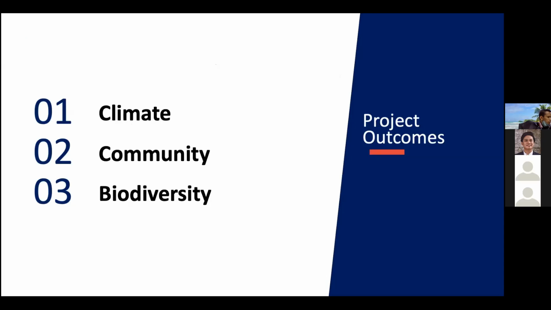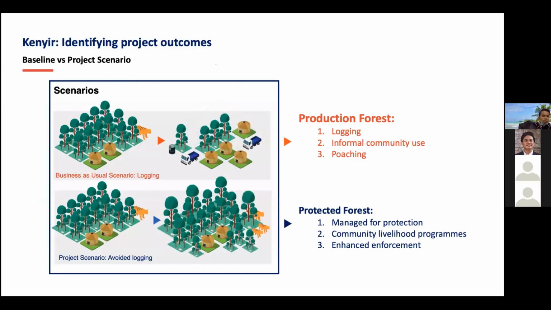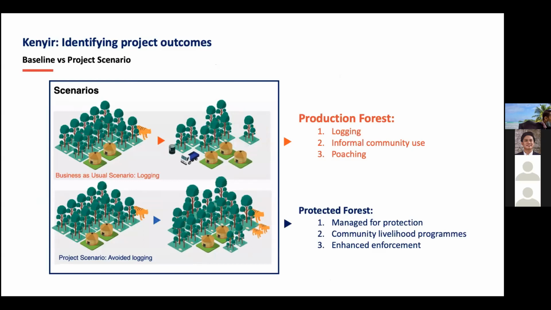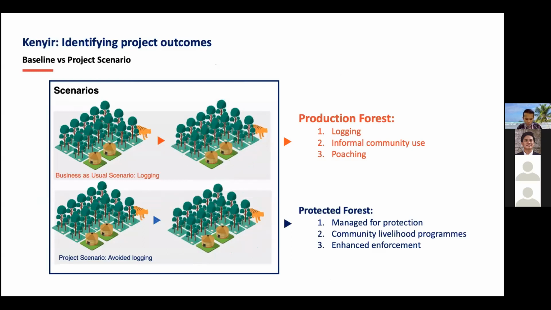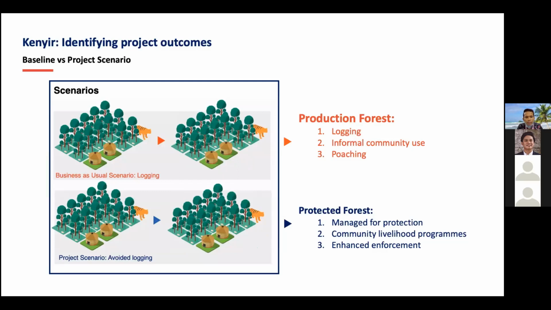So we covered those 3 main outcomes of benefit: climate, community, and biodiversity. But to summarize, the baseline scenario is production forests, managed for logging. There is informal community use, there is poaching. And then in the alternative scenario, we want to manage it for protection. We want to introduce community livelihood programs. We want to improve enforcement.